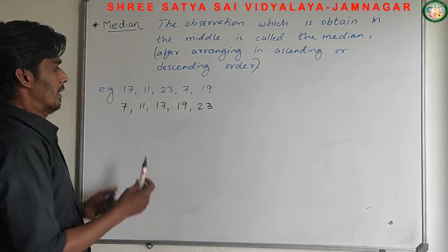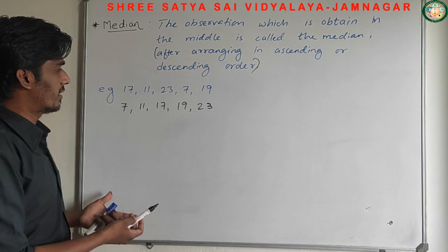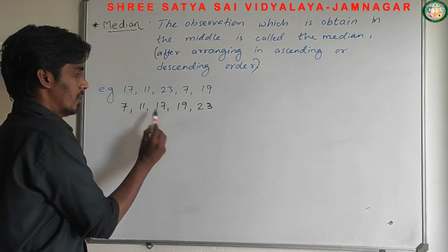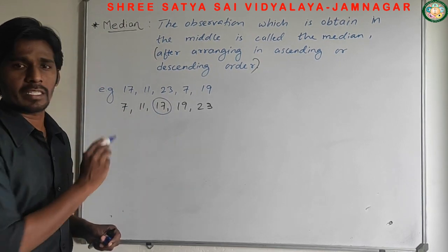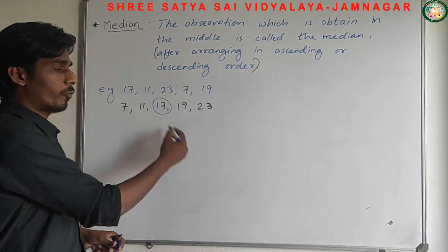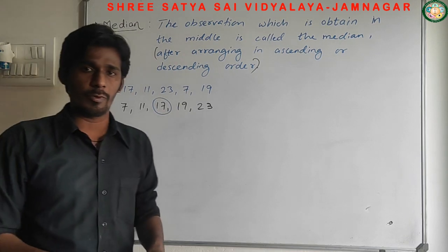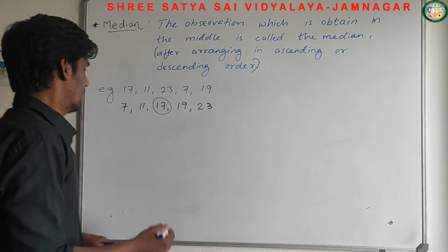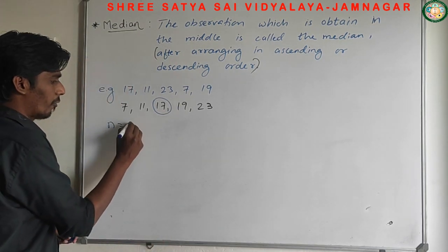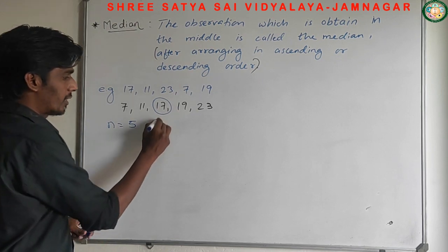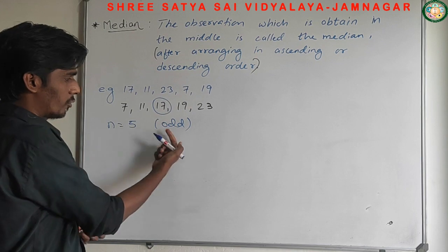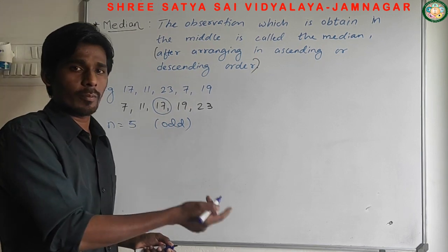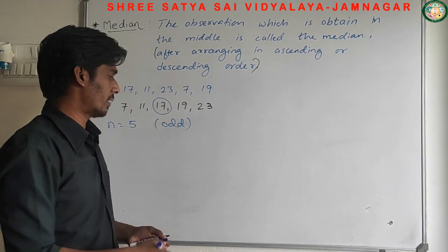Now if you look at these 5 numbers, it's very easy to find the middle term. This middle term 17 is the median. Now to find this median by using the formula for ungrouped data: first of all, the number of observations is 5, which is an odd number. There is another formula for an even number of observations.